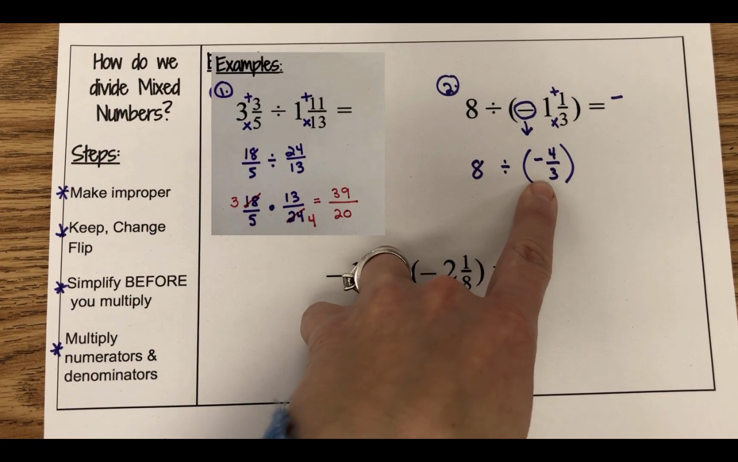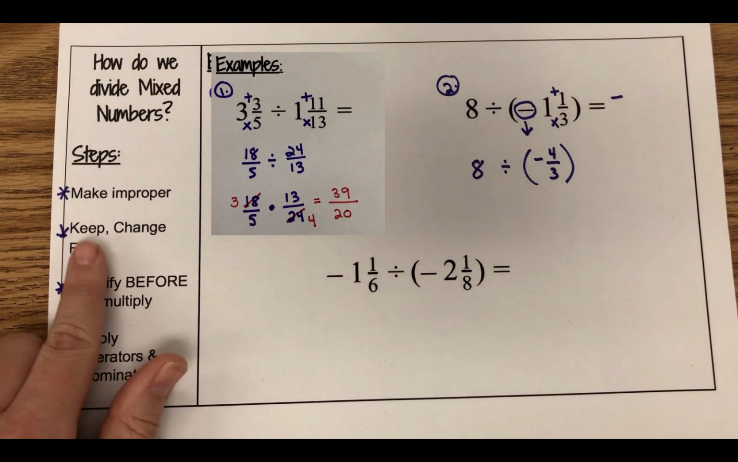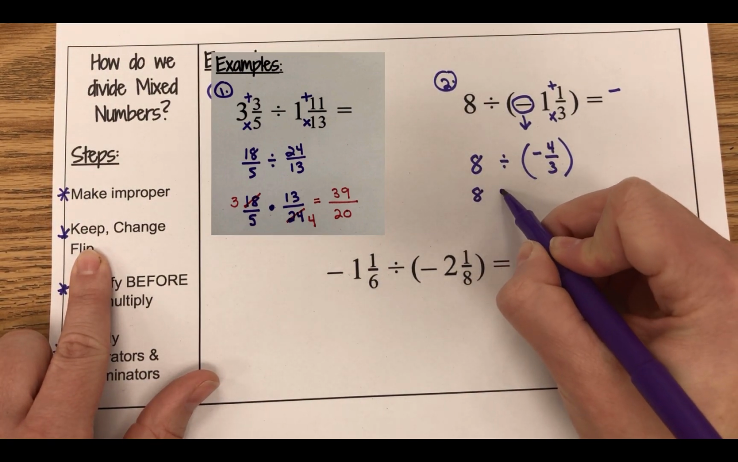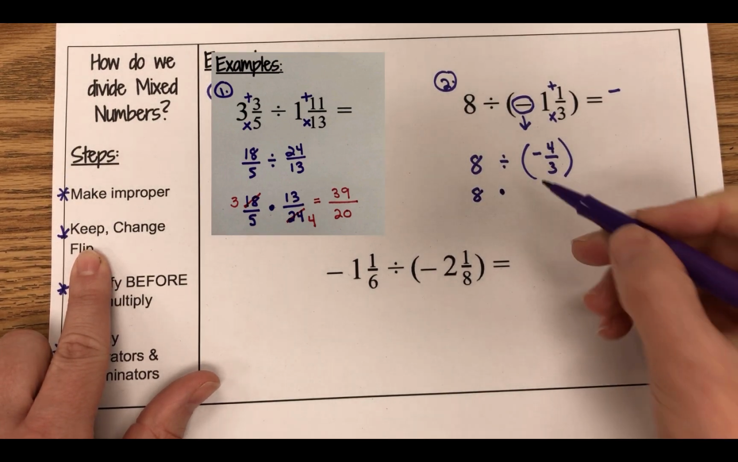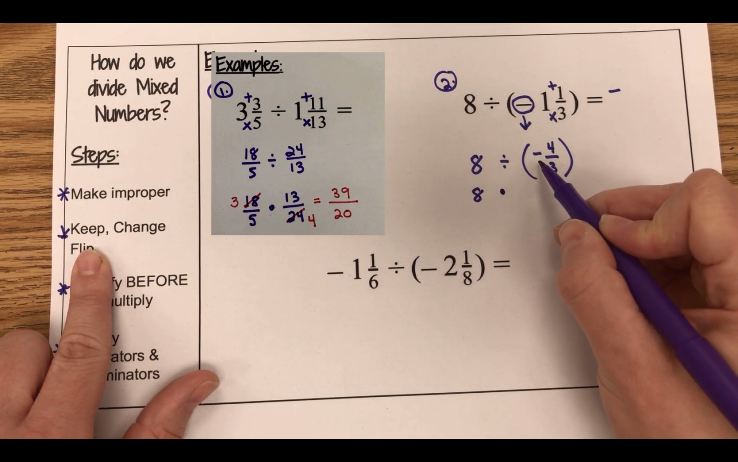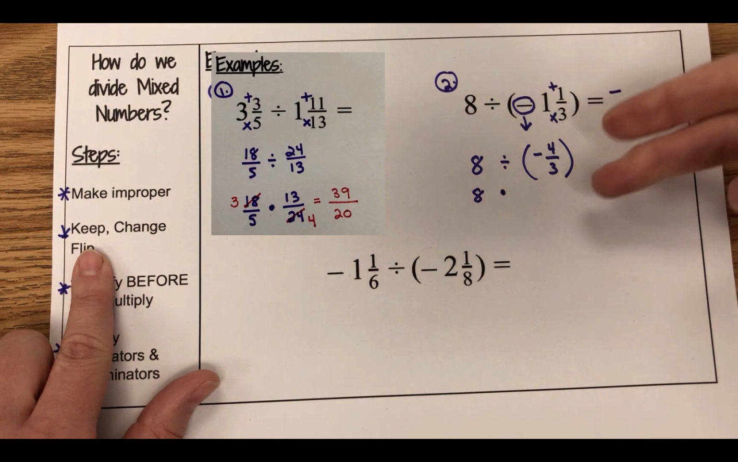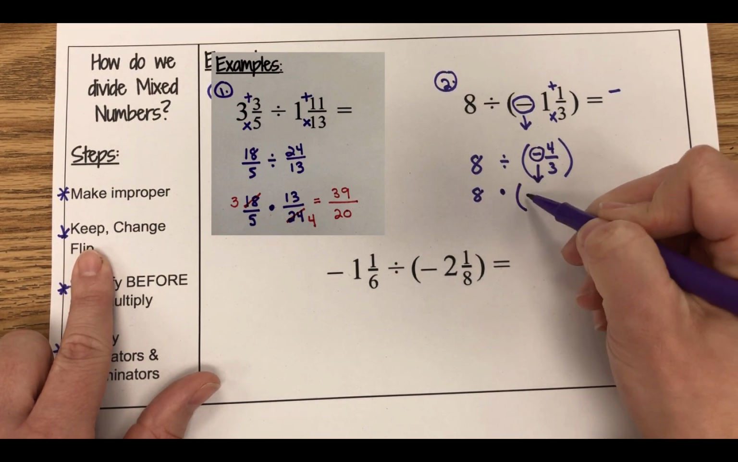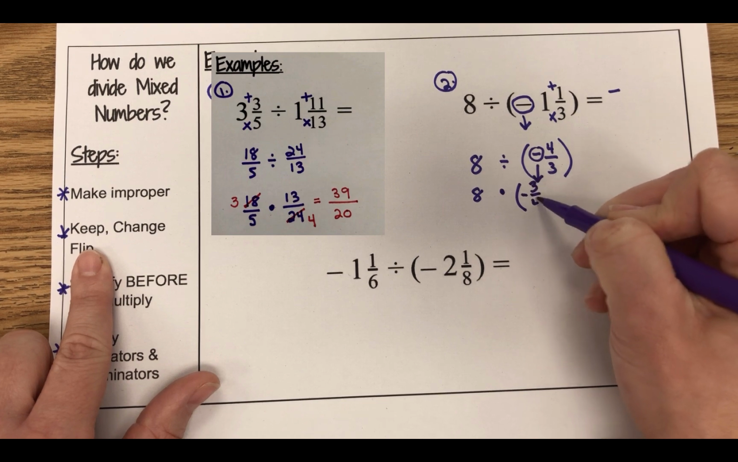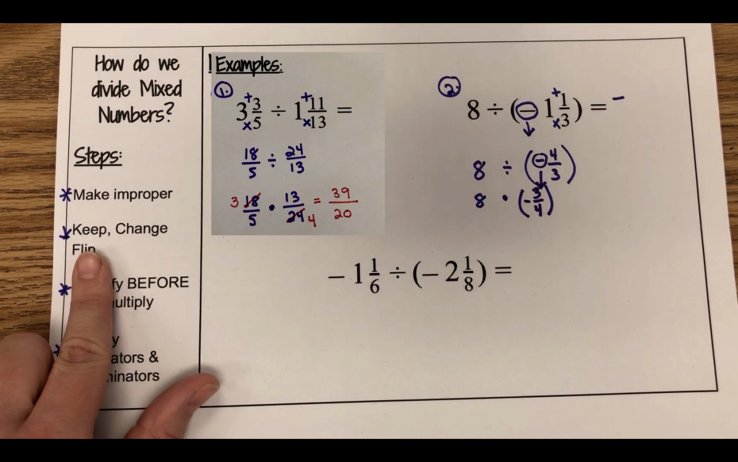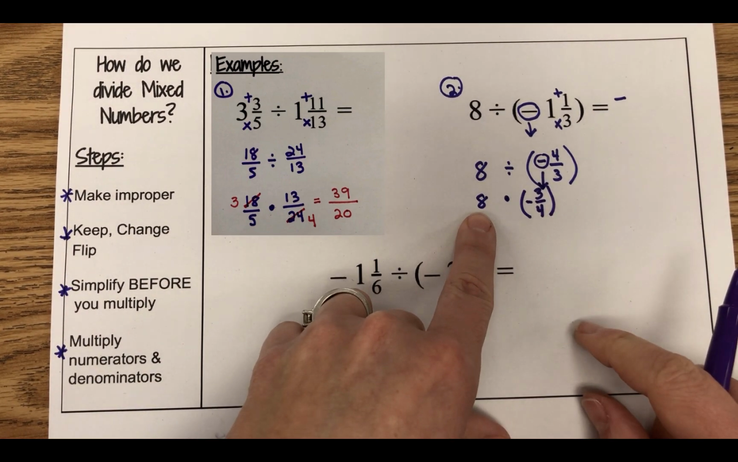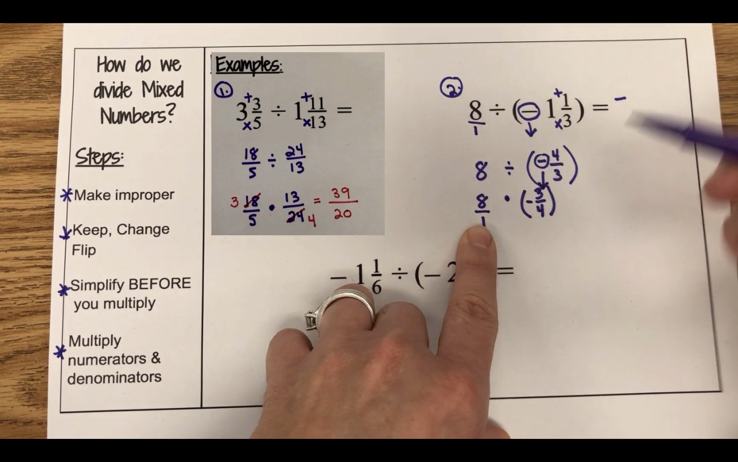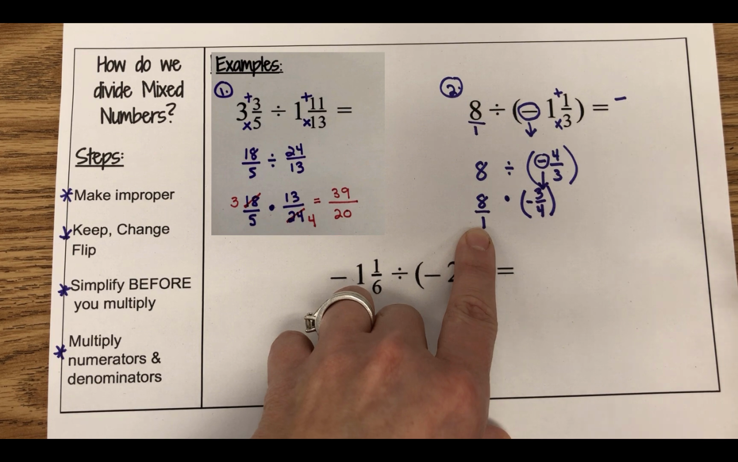8 divided by that negative 4 thirds. Now I am ready to keep my first value, change division to multiplication, and find the reciprocal of negative 4 thirds. So I'm just going to take this and flip it. And remember that minus is still going to follow down. So it's going to be a negative 3/4. How do we write a whole number as a fraction? We just put it over 1. And I could have done that up here, absolutely. And it would have followed me down.